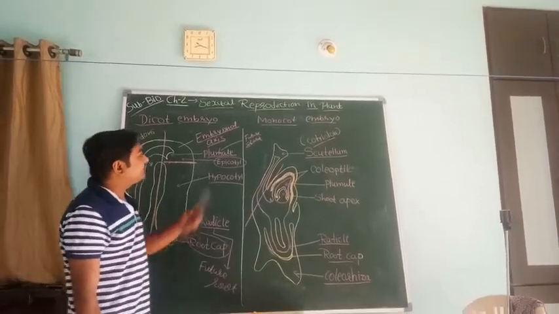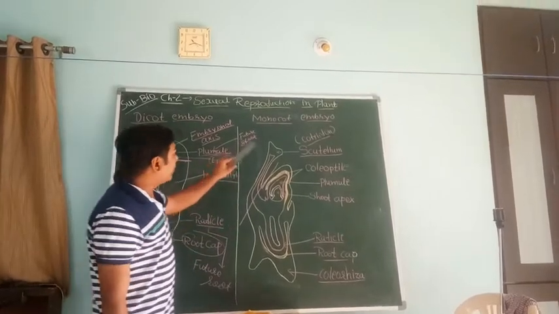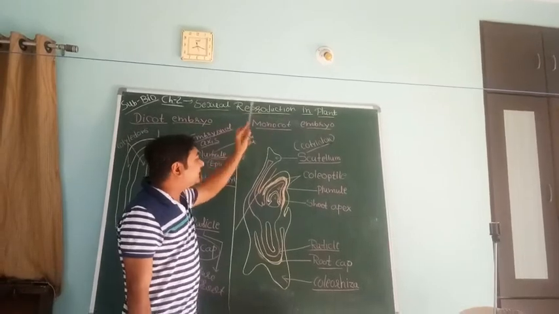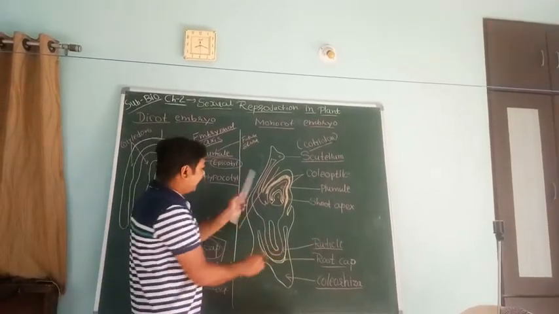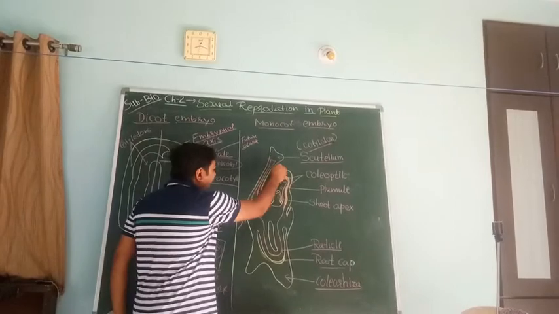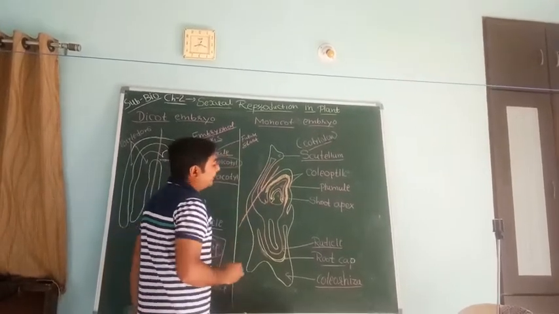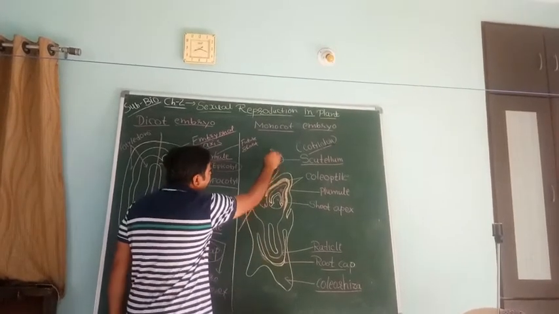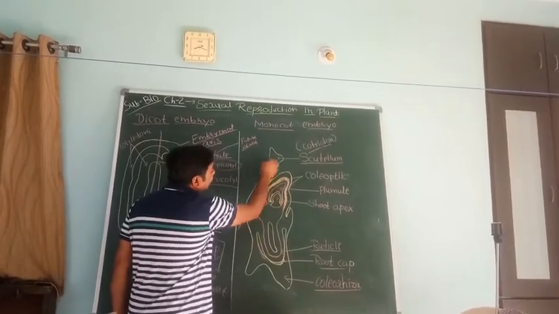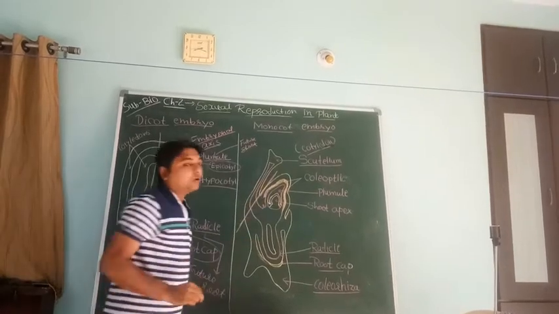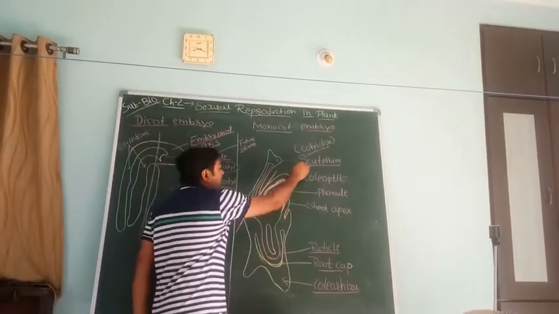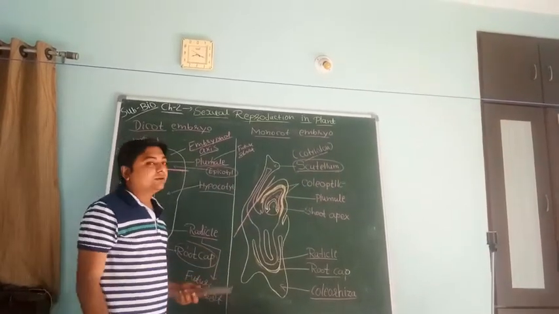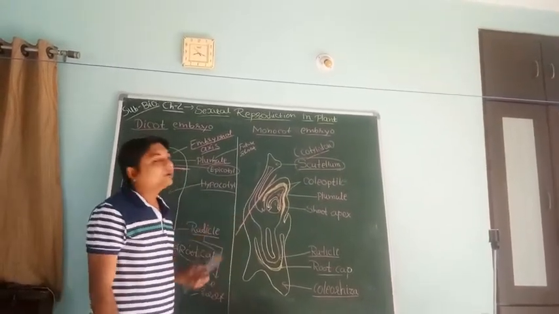Now next is the monocot embryo. Mono means single, so this plant embryo has a single cotyledon. This embryo is also divided into two parts. This upper part is the cotyledon and the lower part is the embryonal axis. It has a single cotyledon. You can see this is the cotyledon, and the cotyledon of the monocot embryo is known as the scutellum. What is the scutellum? The scutellum is the cotyledon of the monocot embryo.